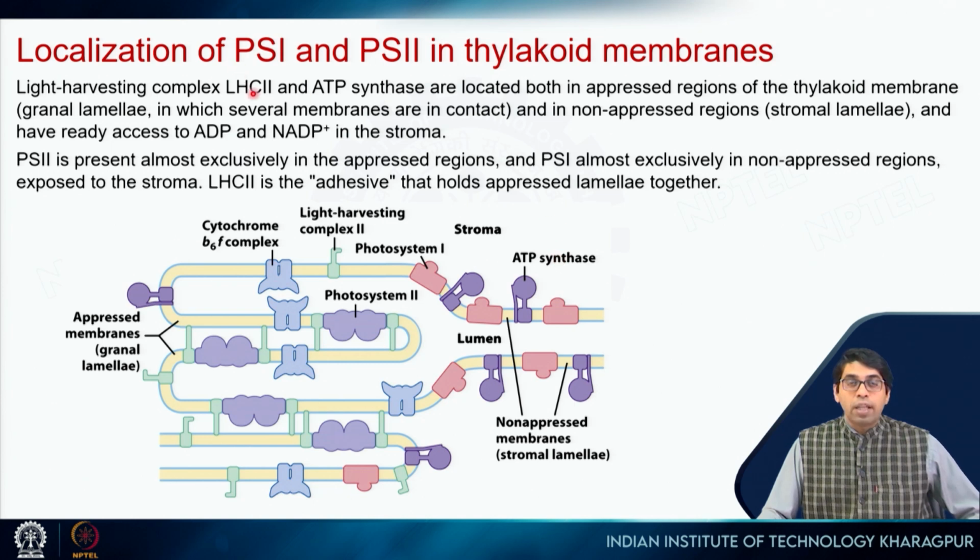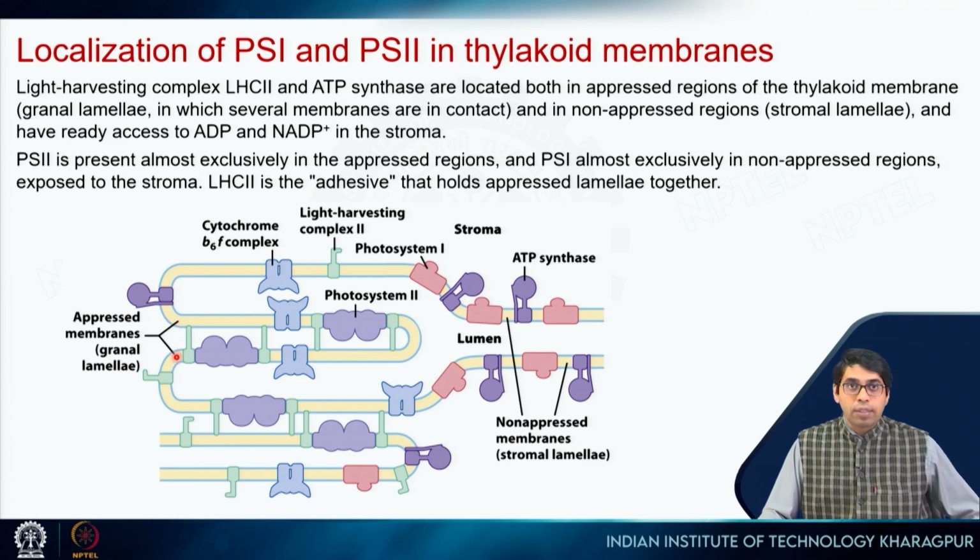So light harvesting complex 2 and ATP synthase, they are present in both the appressed membranes as well as the non-appressed regions, right? However, photosystem 2 is present almost exclusively in the appressed regions. So these are the appressed regions, and this is where you see photosystem 2 is present, okay? Whereas photosystem 1 is almost exclusively present in the non-appressed regions. So this is photosystem 1 shown in red. They are present in these non-appressed regions, right? So these two are physically separated from each other via this mechanism.